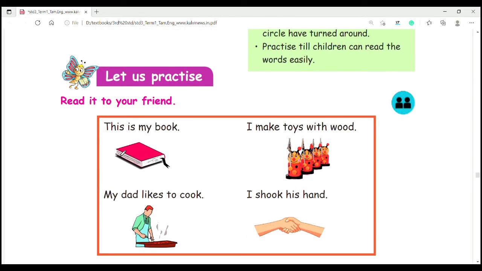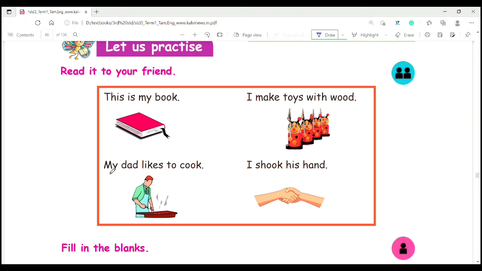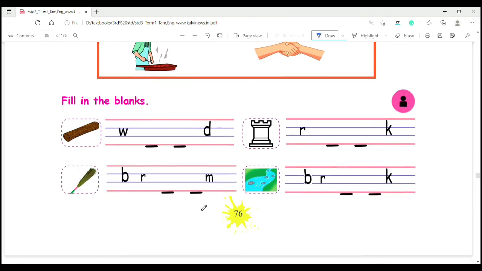Now read it to your friend. So I'll read it. You can read it with me. This is my book. I make toys with wood. My dad likes to cook. I shook his hand. Now fill in the blanks. What will come here? It's wood. So I write oo. So find out for the other words also. Take your textbook and find out for the other words.